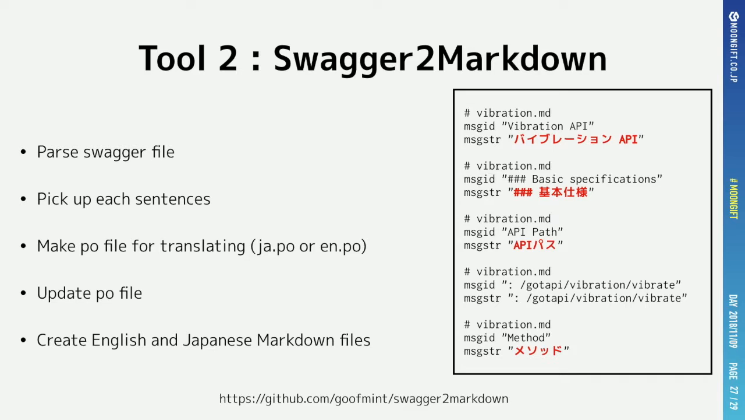After updating the PO file, I execute Swagger to Markdown again. This tool loads the PO file before generating Markdown files and replaces each sentence for publishing. If you want to aim for perfect international localization, you should create an en.po file for English developers.